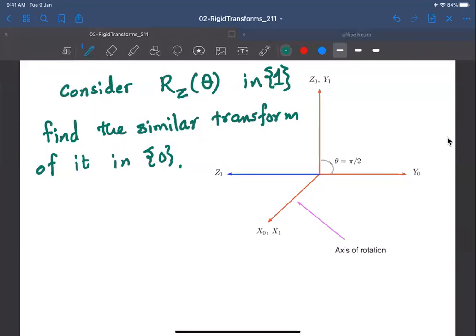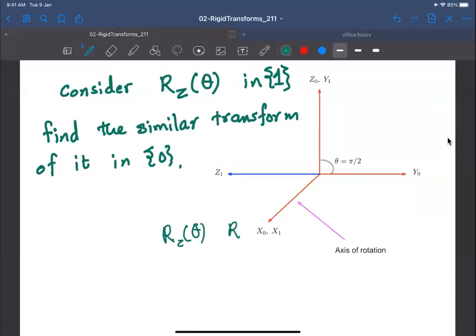So now, by definition, notice that we need to post-multiply RZ by a matrix and pre-multiply it by the inverse of that matrix to get the similar transform of this matrix in frame zero. So we have to multiply RZ of theta by some matrix R, okay?